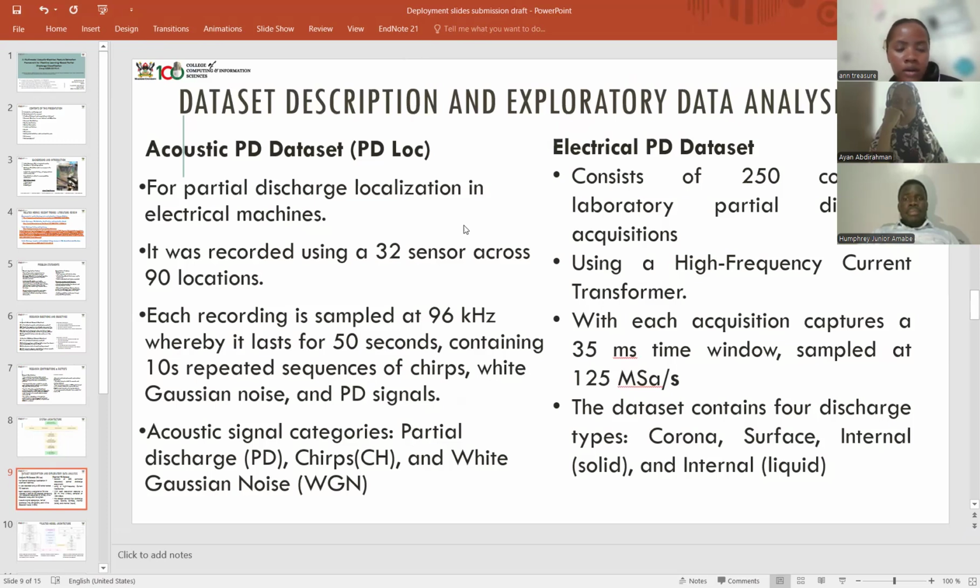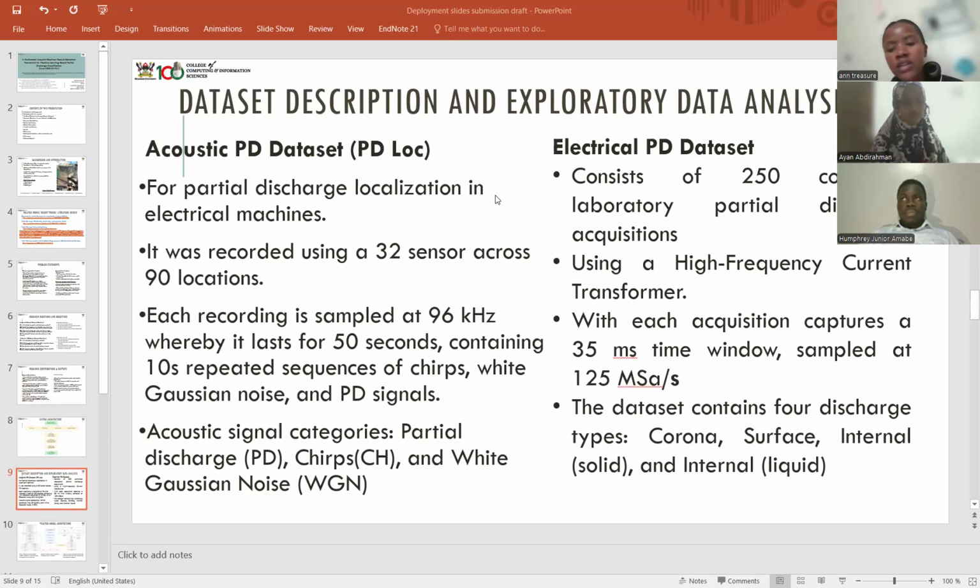Thank you, Humphrey. In this description, I'm going to describe two data sets. One is the acoustic and the electrical data set. The acoustic data set was recorded across a 32-array sensor microphone and across 90 locations. Each recording was sampled at 96 kilohertz and lasted for 50 seconds. Within these 50 seconds, there were 10 repeated sequences of chaps, white Gaussian noise, and partial discharge signals. So the acoustic signal categories were partial discharge, chaps, and white Gaussian noise.